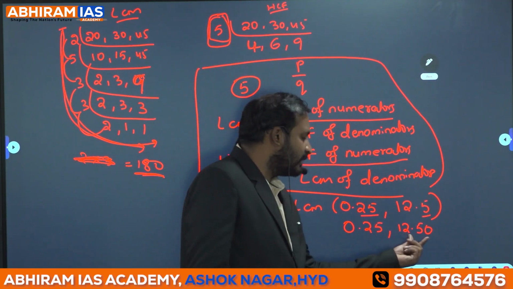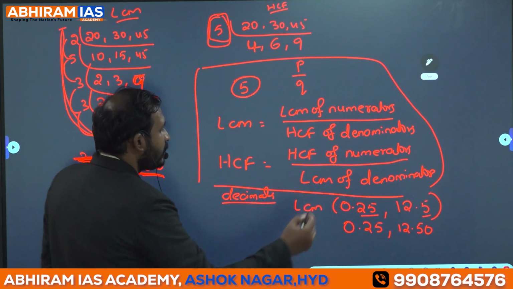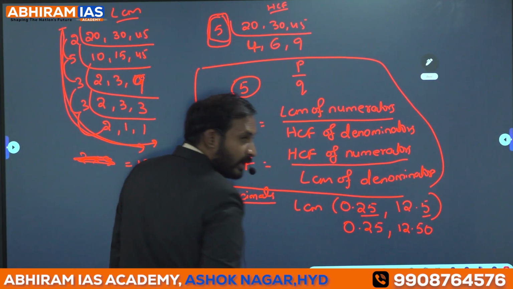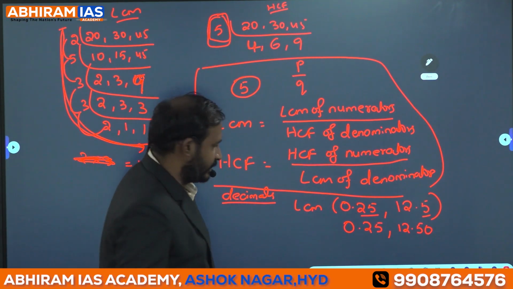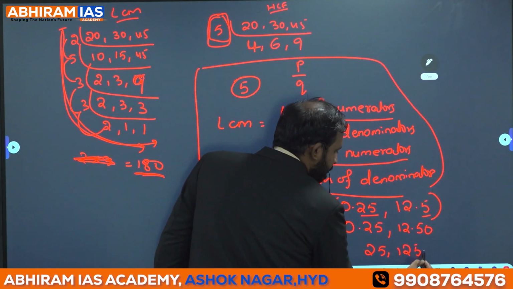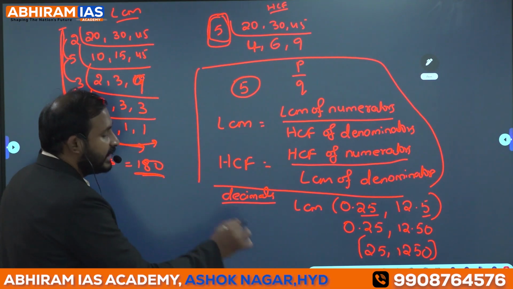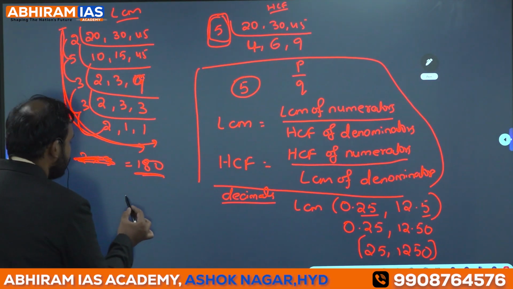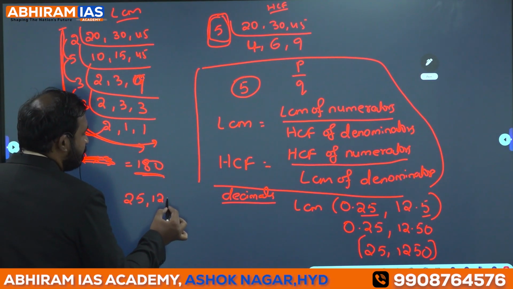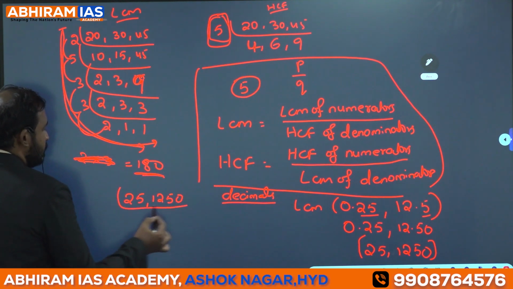So now see, I have an equal number of decimal places here, right? Now you can ignore the decimal points. After equaling them, then ignore them. So now the numbers will become 25 and 1250. Now I have two numbers, 25 and 1250. Now find the LCM between these numbers. Actually 1250 will be the LCM, but still you will find it.